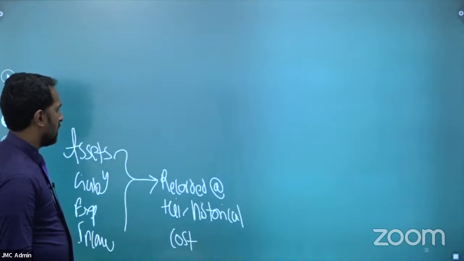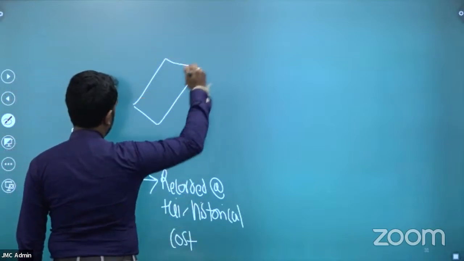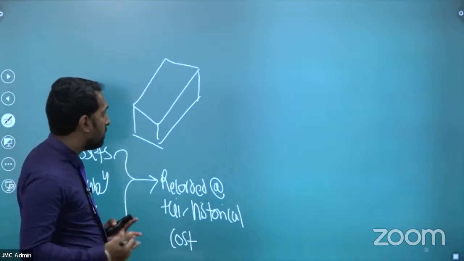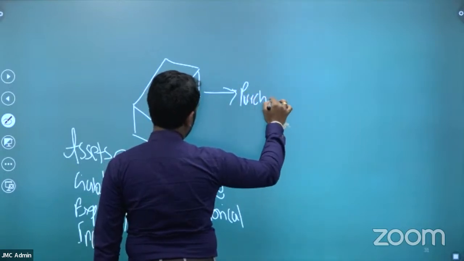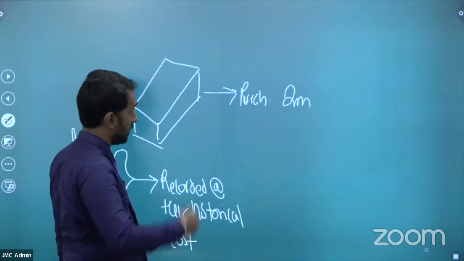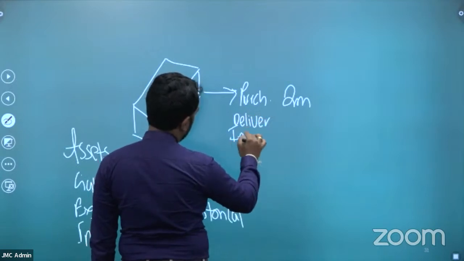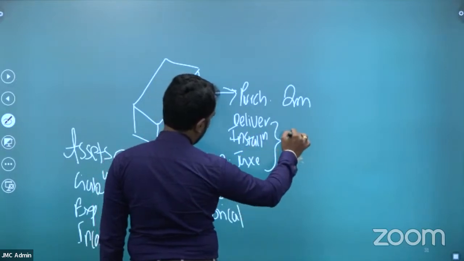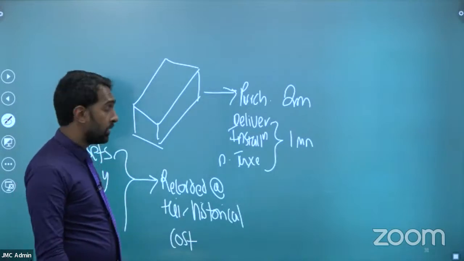Now we'll take the concept of historical cost. Let's take a machine. I purchase this machine at 2 million. For me, it cost 2 million to purchase the machine. For me to deliver the machine, do the transportation, do the installation, and pay the direct taxes and all, I had to pay another 1 million.